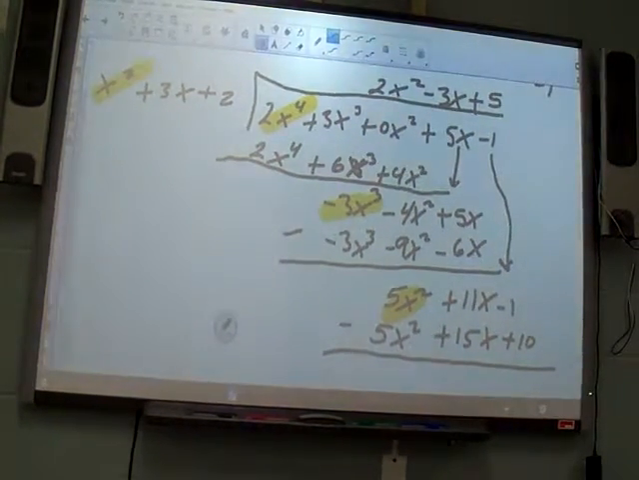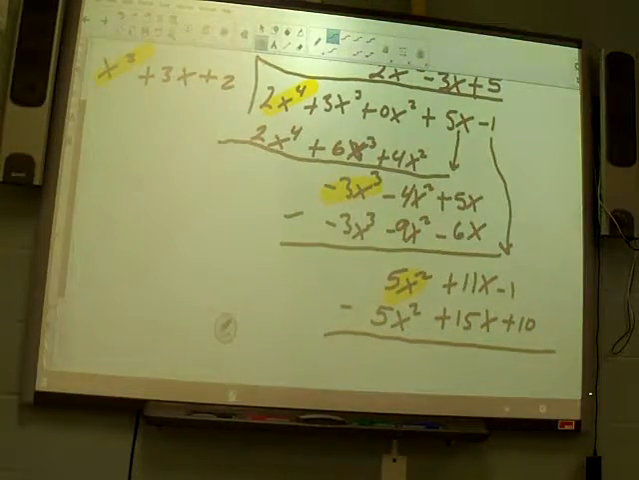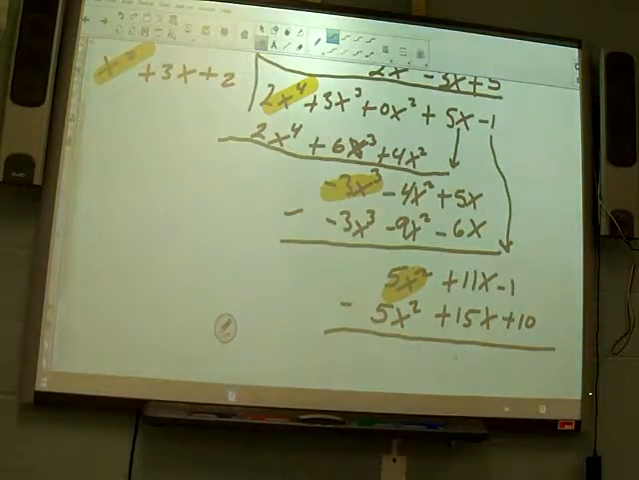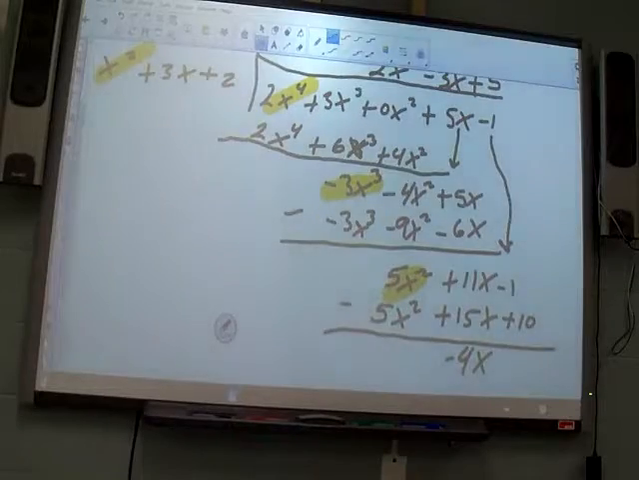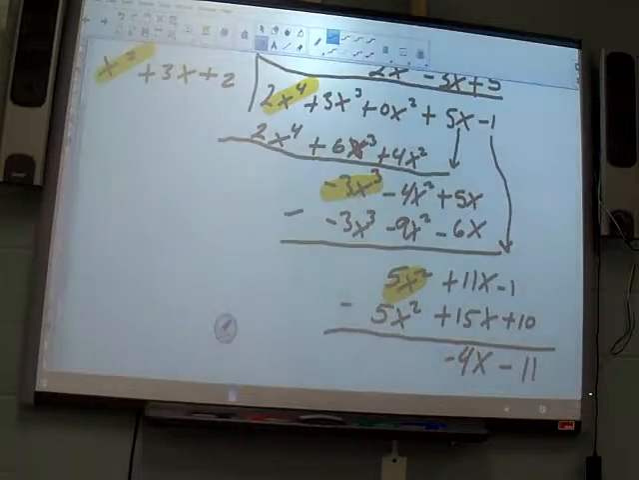11x minus... Say that again? Oh, I thought you were talking to me. 11x minus 15x. That'd be negative 4x. And then negative 1 minus 10. That'd be negative 11. Negative 11. Okay.